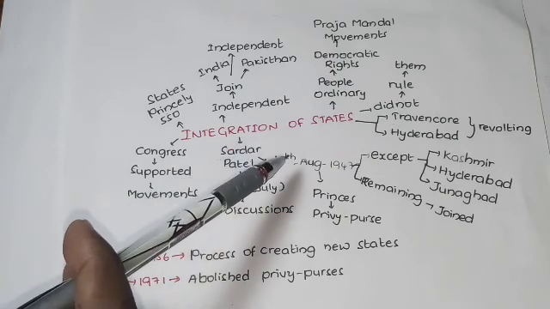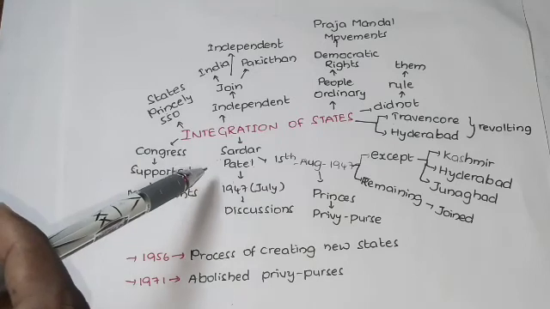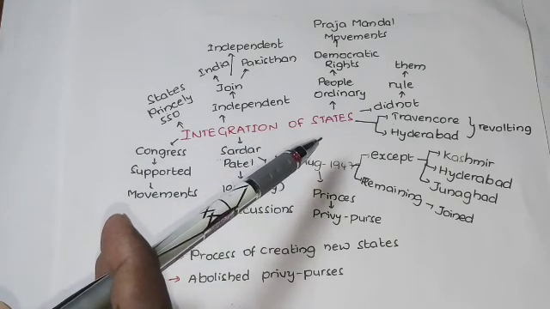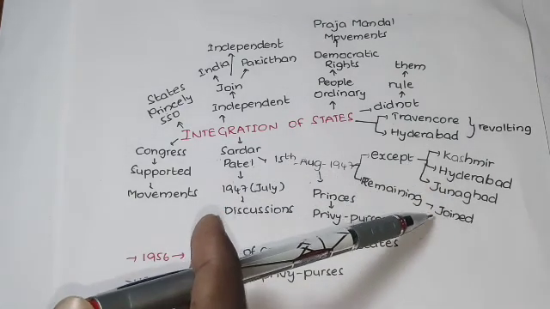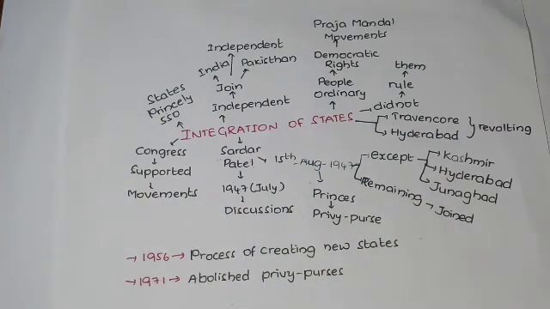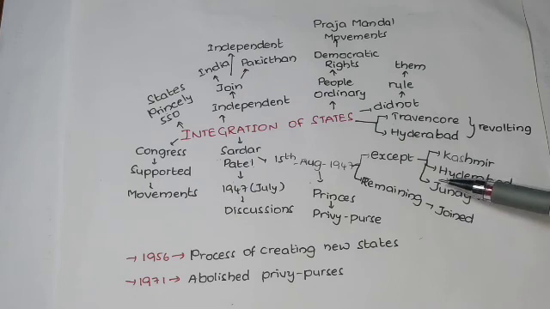If they do not do so, then what will he do? He will send the Indian army to occupy. So anyhow, by the 15th August 1947, all the states except which ones? Kashmir, Hyderabad and Junagadh. These three princely states had not joined India, but later on they joined. By the 15th August 1947, these three had not joined. The remaining all had joined.